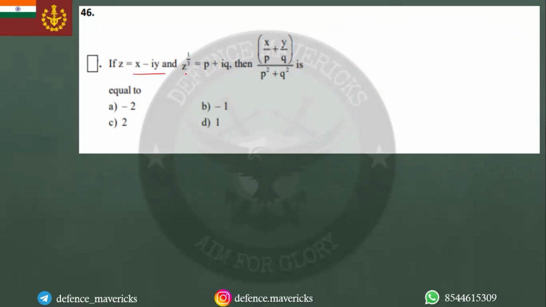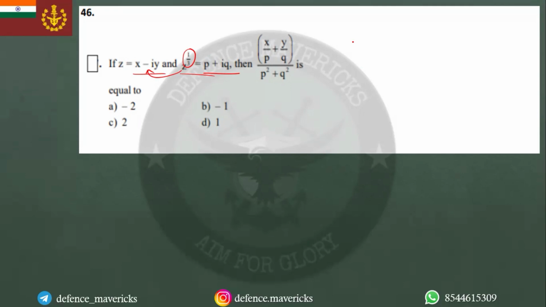x is equal to this, z power 1/3 is this, then what is this? Okay, so basically they are saying that z power 1/3 is actually p plus iq and z itself is x minus iy. So what is x by p plus y by q upon p square plus q square? Okay. So x by p plus y by q.